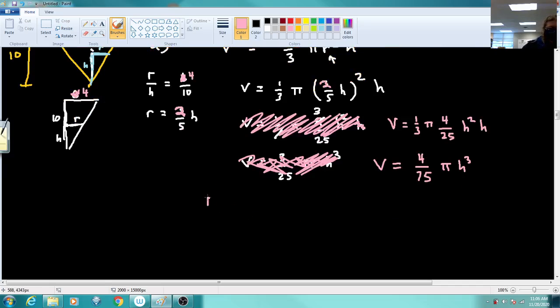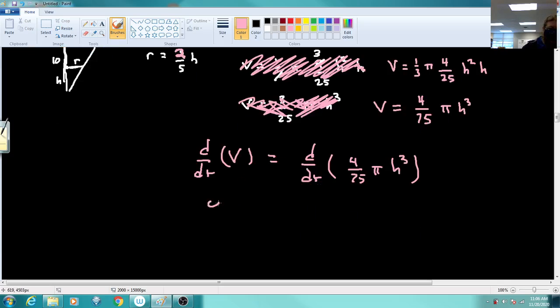So we're going to take the time derivative of both sides, d dt. So when we do that, we'll get dV dt over here. And on this side, we'll get 4/75 times pi, and then d dt of h. H is a function of time, so this will be 3h squared times dh dt. So the chain rule applies because the height changes with respect to time.